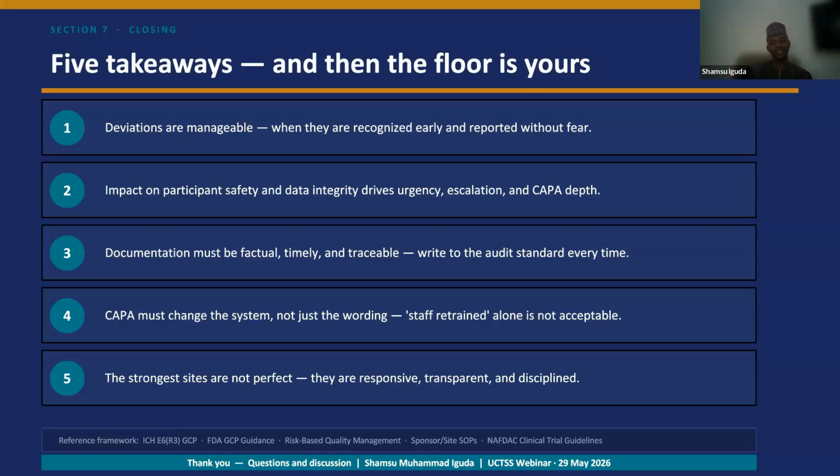Takeaway one is deviations are manageable when they are recognized early and reported without fear. The operational implication of this is that your sites need a reporting culture. Takeaway two is impact on participant safety and data integrity drives urgency, escalation, and CAPA depth. This is the classification principle condensed to a single sentence.